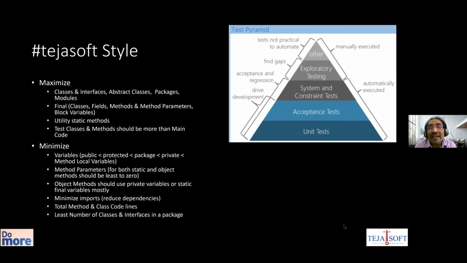And minimize the variables. This is another area where, because we have seen the patterns, try to minimize the public variables. And if you can't do it, at least make them protected. I think the number of public variables should be the least. Protected could be a little more. Package could be a little more. Private could be much more. So that is where you have control, right? Otherwise, if it is public, the number of users increases. And minimize the number of method parameters.